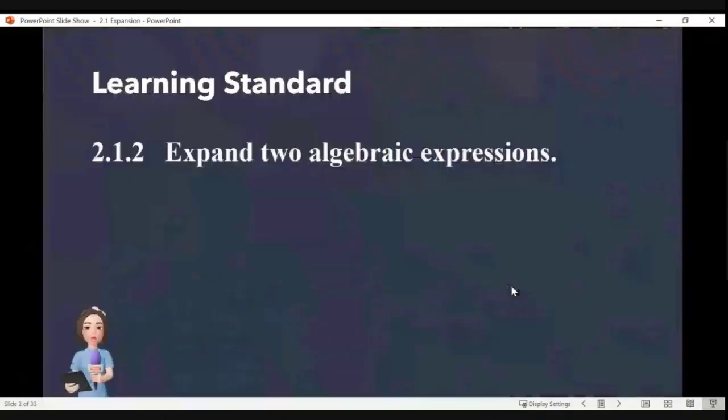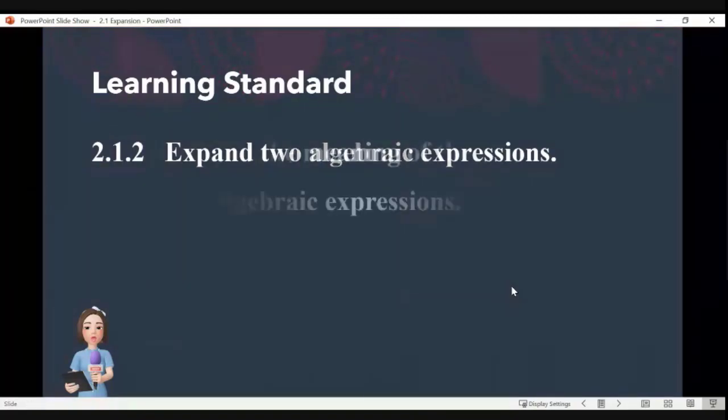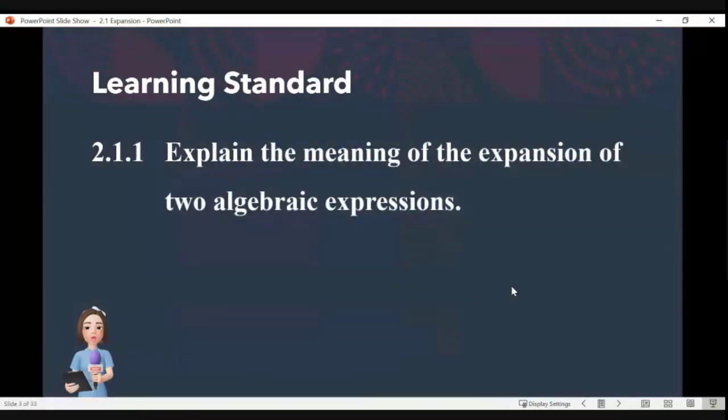So the learning standard is 2.1.2. This one is actually for today. Yesterday was 2.1.1. It was just expanding an algebraic expression, only one term and an algebraic expression. Today is expanding two algebraic expressions. So this is yesterday's one, 2.1.1. This is today, 2.1.2.